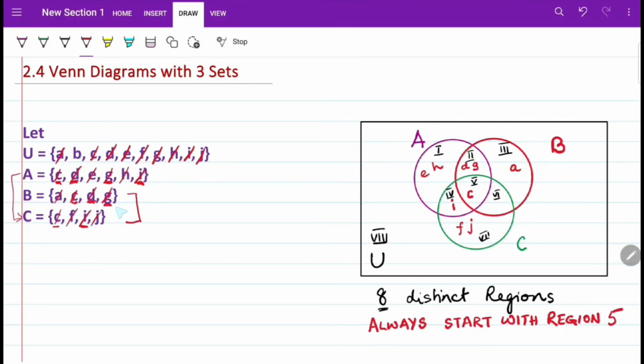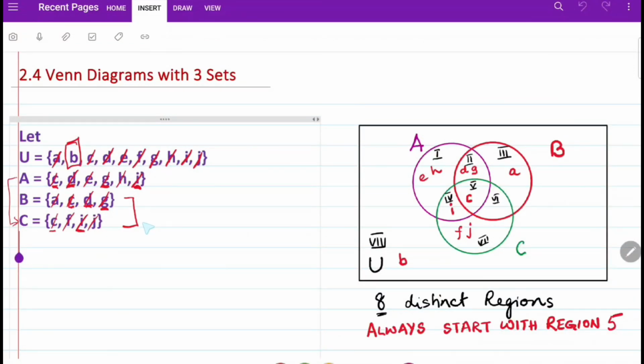So what remains now? Everything else is crossed out except B. All right, so B is not part of any of these three sets, A, B, or C. So B is going to be written inside the rectangular box. It's not a part of any of these sets. All right, so this is how we go about working with Venn diagrams of three sets.